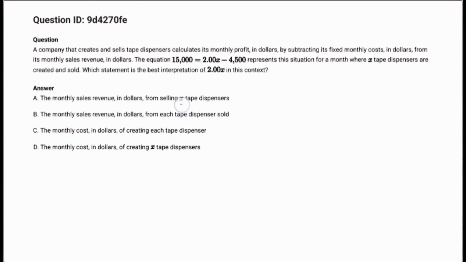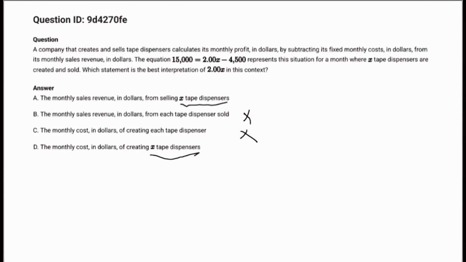We must search for x tape dispensers, so we eliminate B and C. The sales revenue in dollars from selling x tape dispensers. The monthly cost in dollars of creating x tape dispensers.